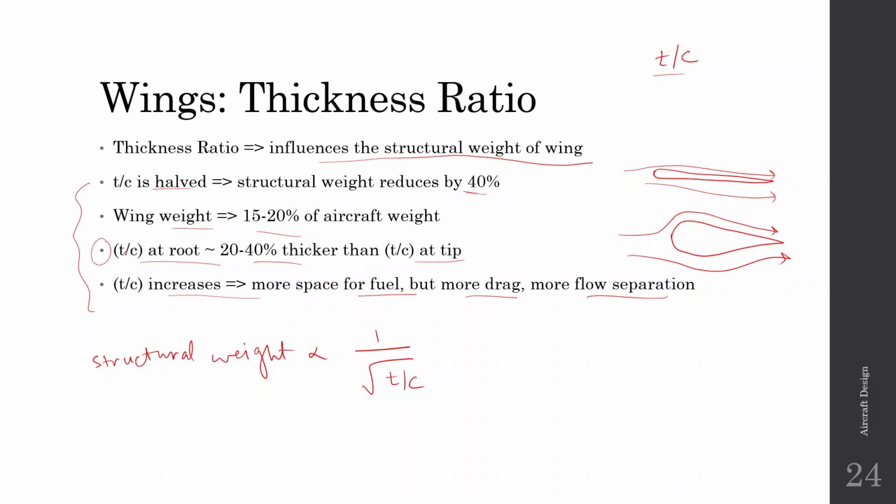Okay, one important thing over here is that t/c at the root is more than the t/c at the tip. So usually, if this is your wing, this part is thicker than this part, because this part has to contain more fuel and generate more lift, so it is usually thicker than this part.